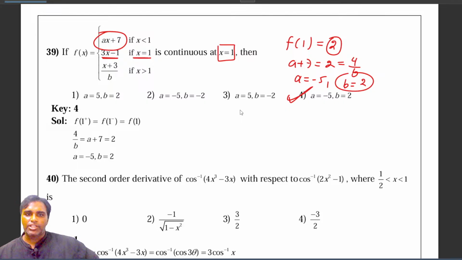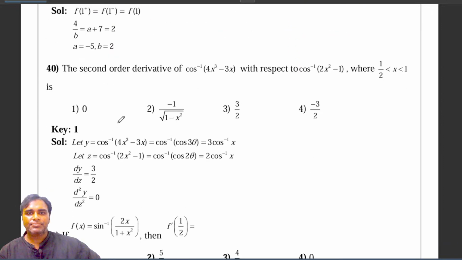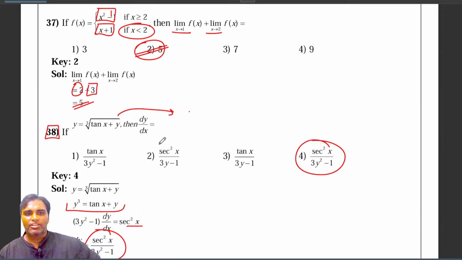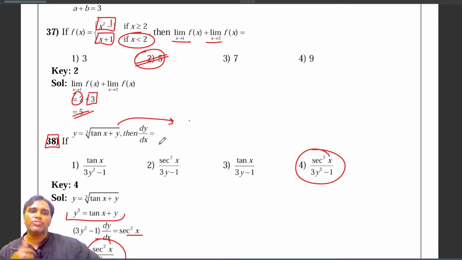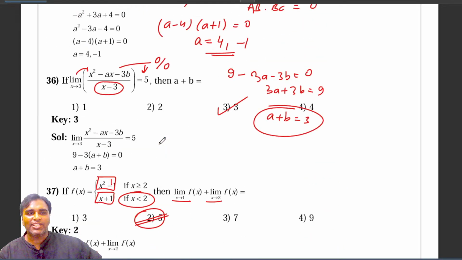LHL equals RHL equals value of function, because function is continuous. So 39, option 4. 40th, again a very tricky question. So 3 questions in this 31 to 40 range I find a little bit problematic. 40 is there, 38 is there, because in 38 students will directly do dy by dx without cubing, and they make the calculations much tougher, and then they will say to me, sir, paper was very lengthy. No, it was not so lengthy.